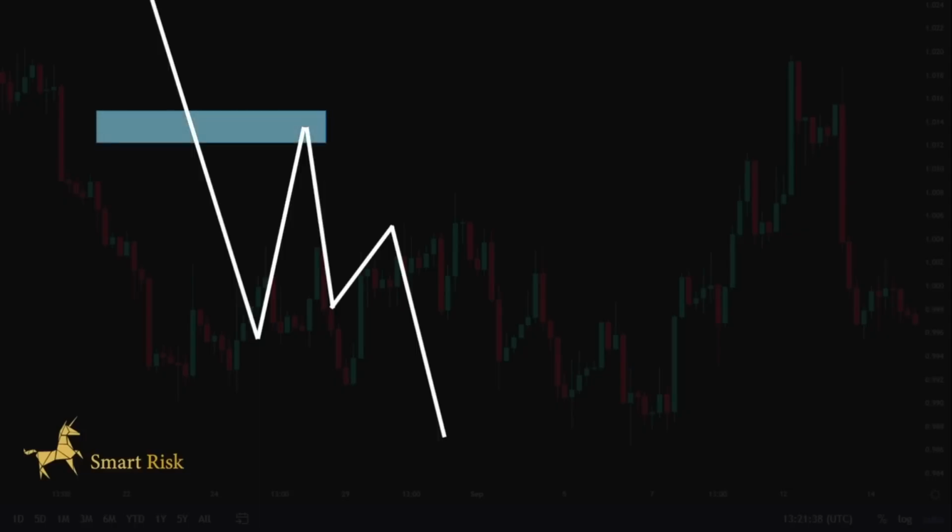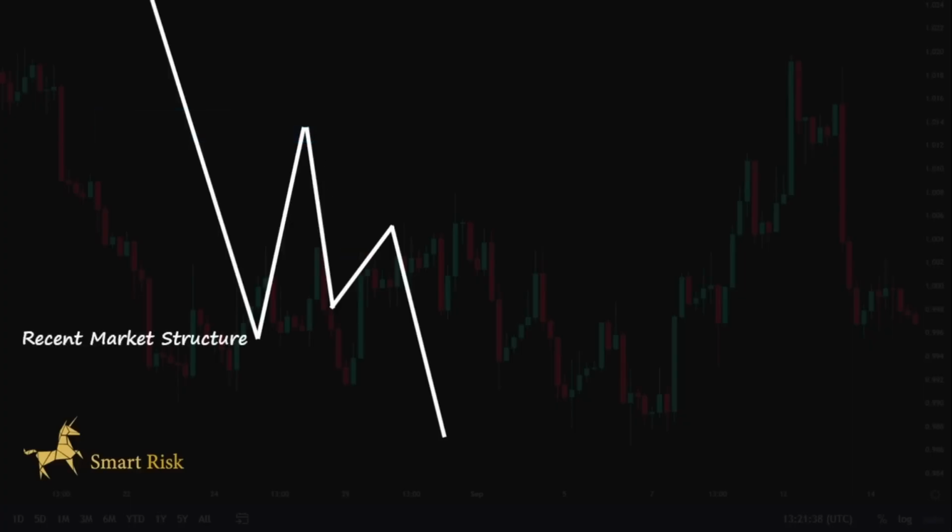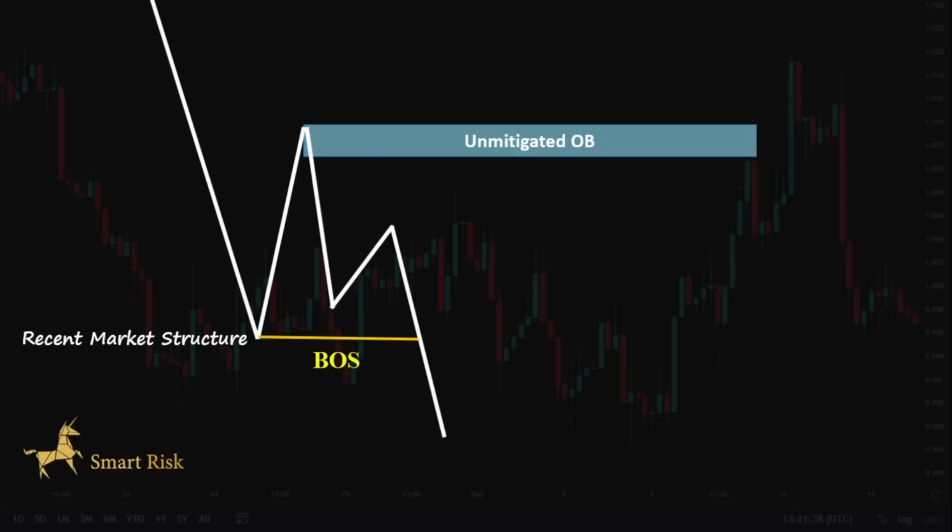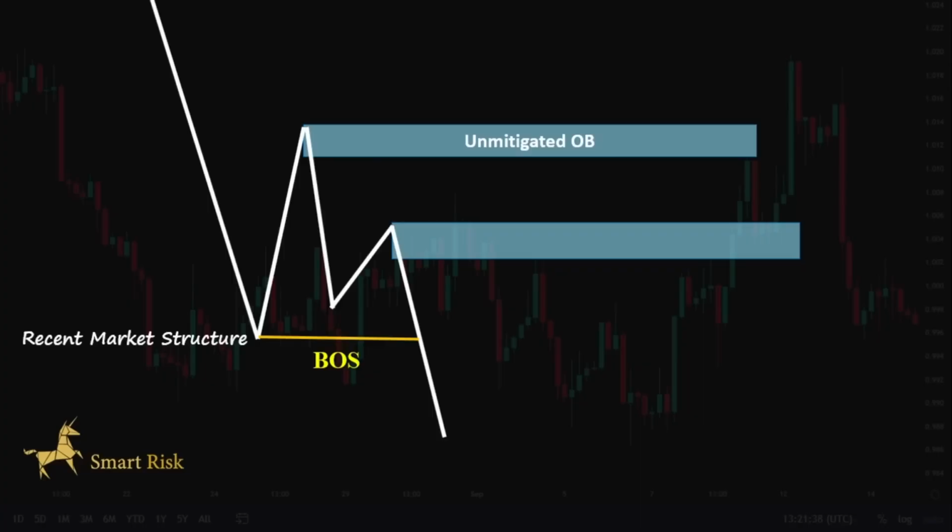Price mitigates this zone here, then reverses to the downside. As you can see, price is pushed to the downside and couldn't break the recent structure. Also, price makes this tiny pullback to the upside. After gaining enough momentum, price is pushed to the downside and has made this break of structure here. So guys, we have this unmitigated zone here that potentially price may get reversed from it. Also, we have another unmitigated zone right here, which is created by the recent BOS.